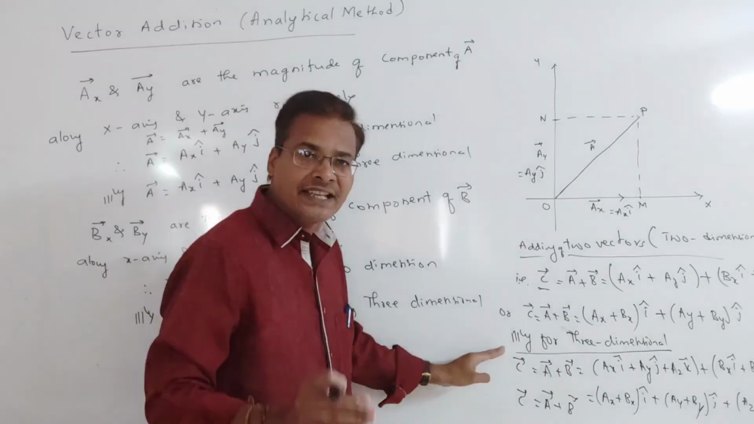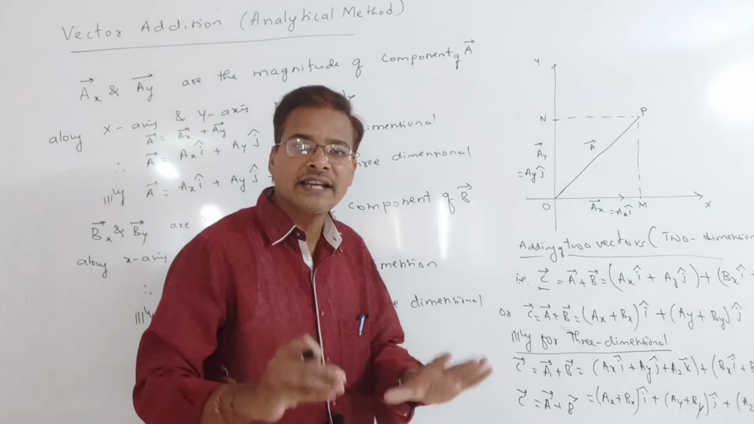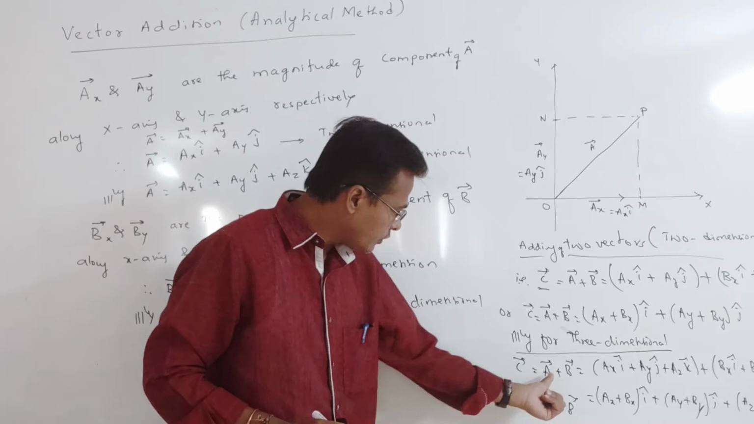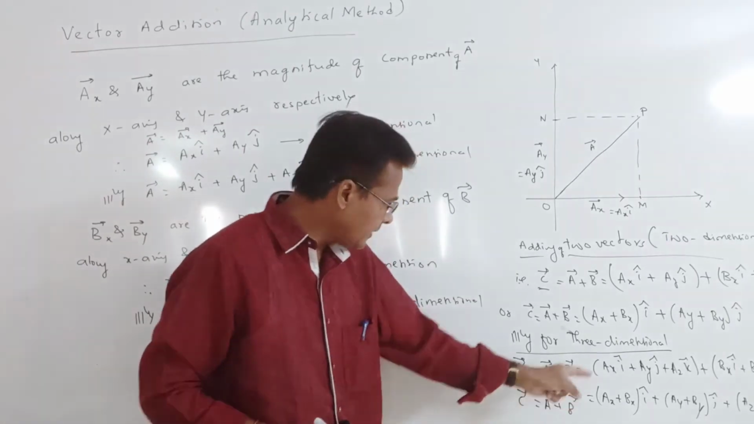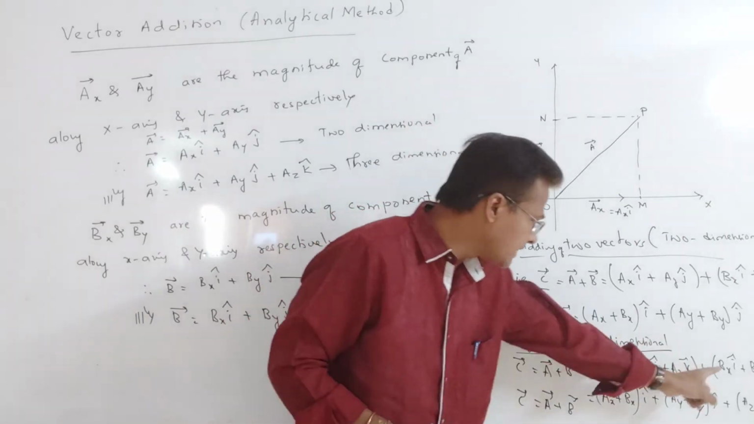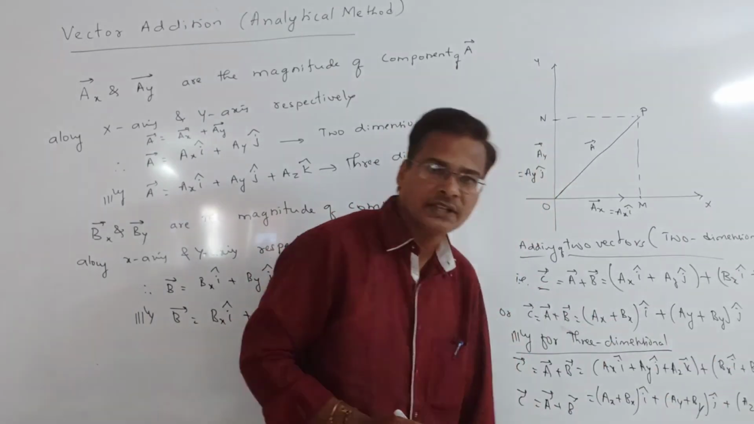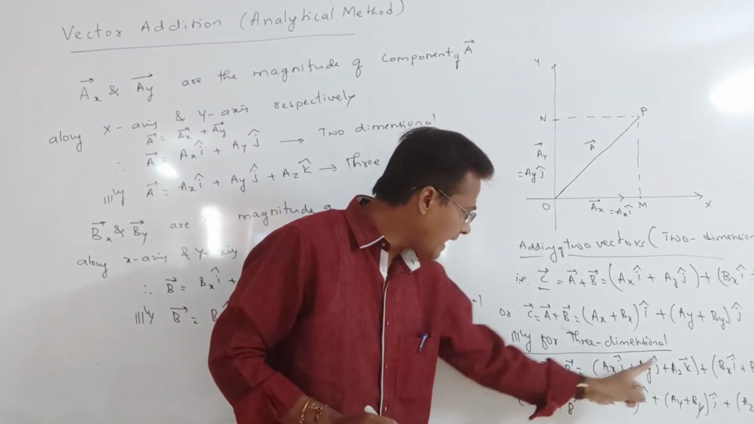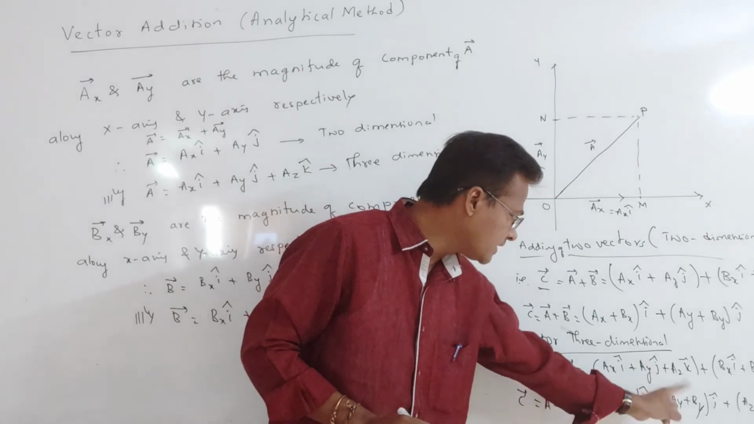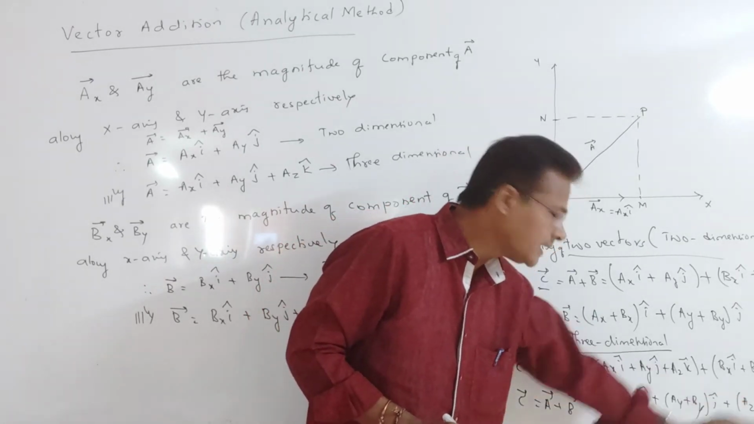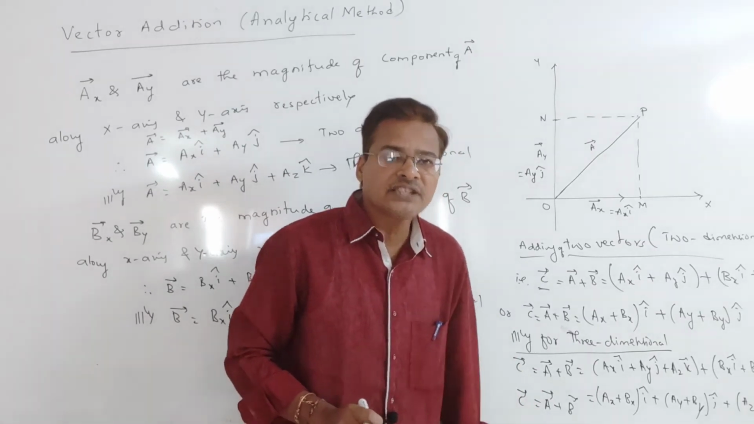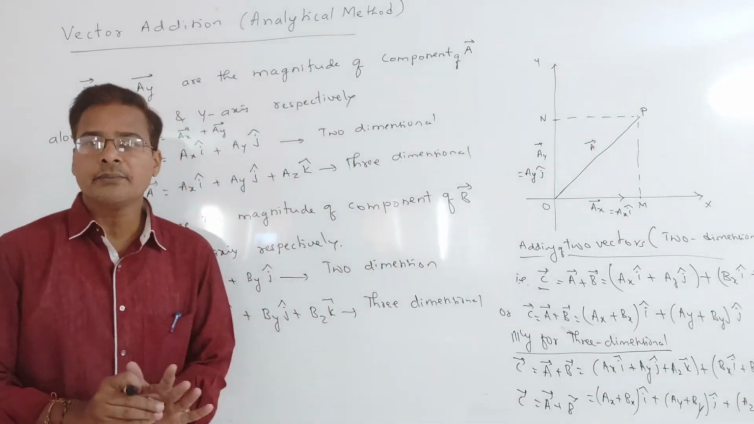If I think about what will happen for 3-dimensional, similarly we can take the 3-dimensional also. Here C vector equals A vector plus B vector. A vector means Ax i cap plus Ay j cap plus Az k cap plus Bx i cap plus By j cap plus Bz k cap. So now we can add one by one. Ax plus Bx i cap plus Ay plus By j cap plus Az plus Bz k cap. This is for 3-dimensional. So this method is called analytical method.